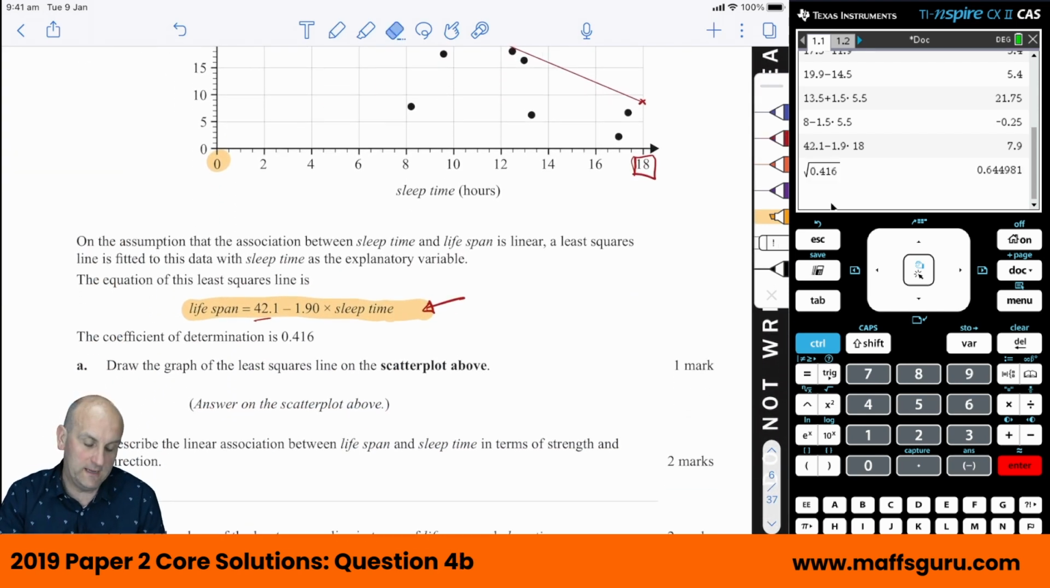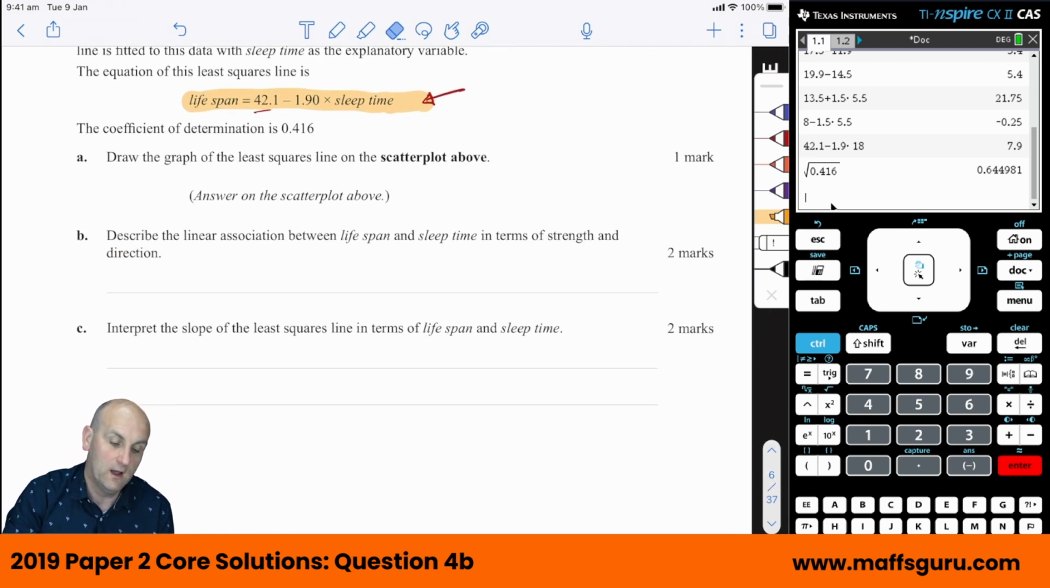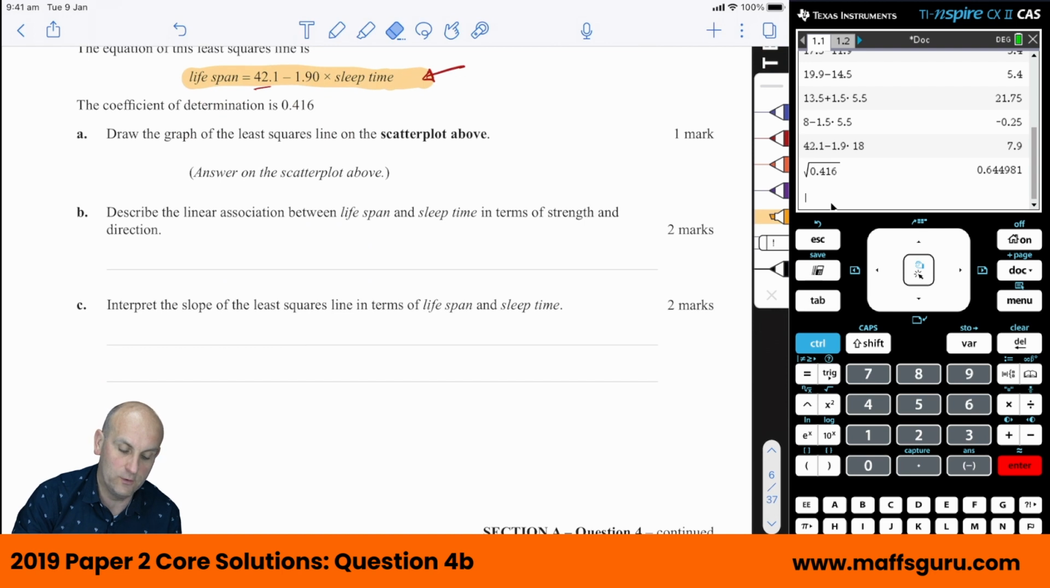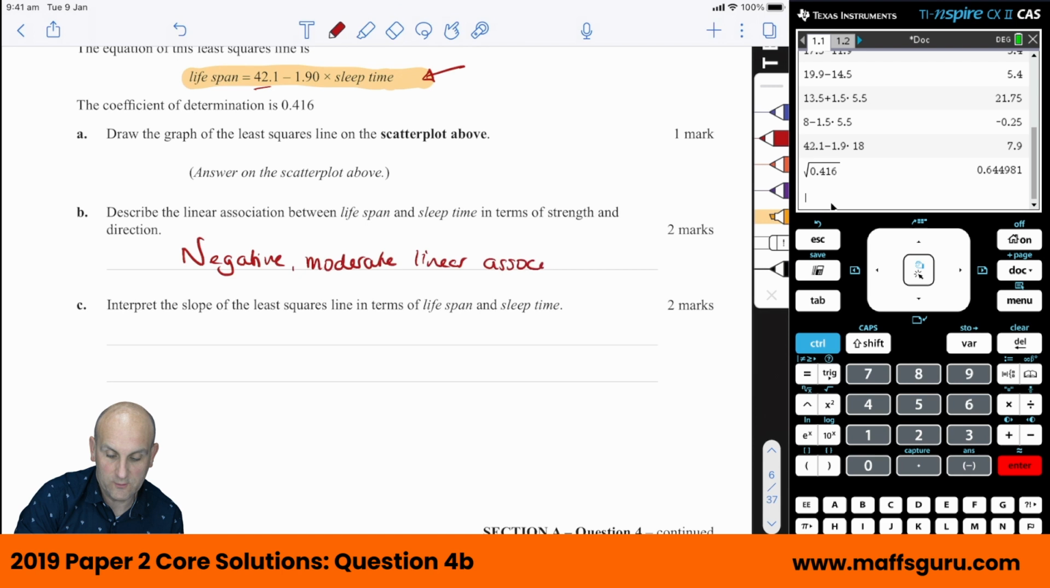All right, so now we're being asked to find the linear association between lifespan and sleep time in terms of strength and direction. All right, so we know that it would be a negative. All right, he says trying to write once again in pen. So it'd be a negative, moderate, linear association. The two words they were looking for were negative and moderate.